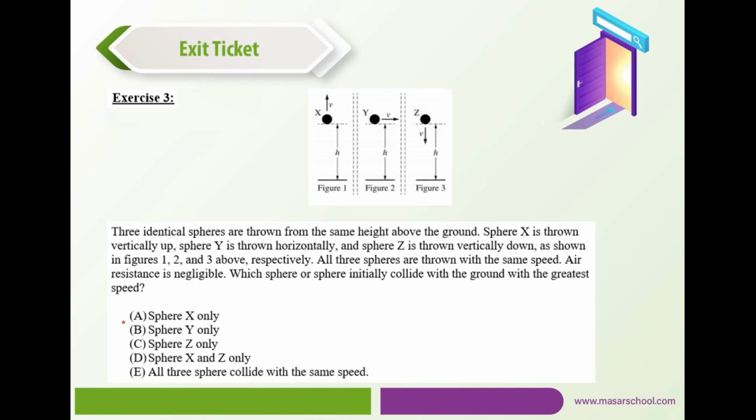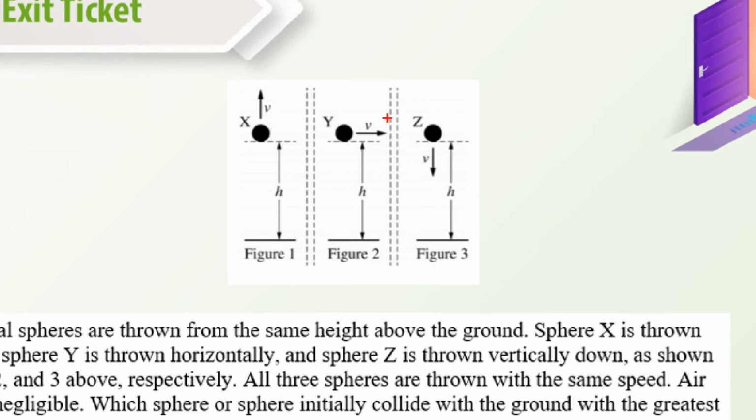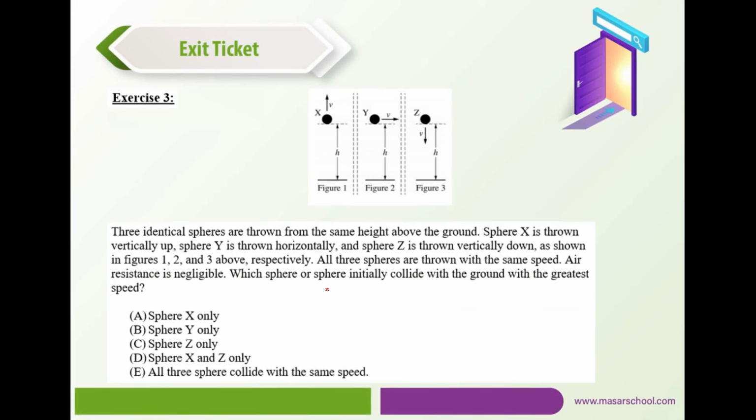Finally, exercise 3 as an exit ticket for today's video. 3 identical spheres are thrown from the same height above the ground. Sphere X is thrown vertically up, sphere Y is thrown horizontally, and sphere Z is thrown vertically down, as shown in figures 1, 2, and 3 above, respectively. All 3 spheres are thrown with the same speed. Air resistance is negligible, so notice that they are thrown with different velocities but with the same speed because the direction is different. Which sphere or spheres initially collide with the ground with the greatest speed?